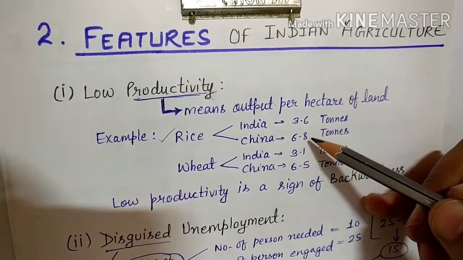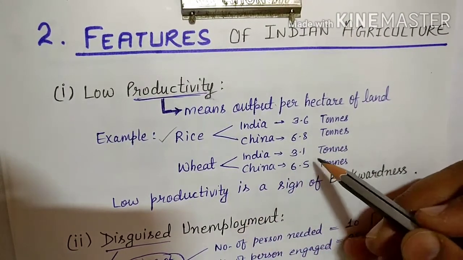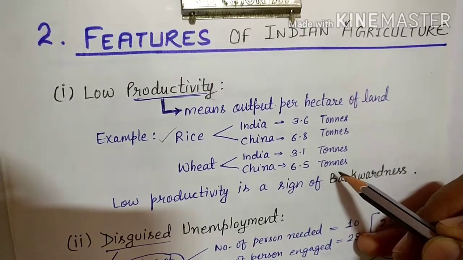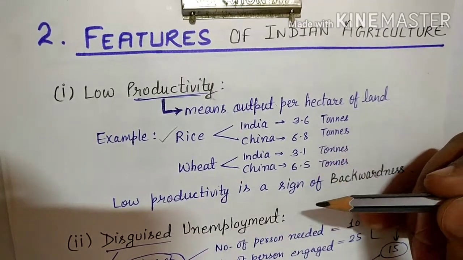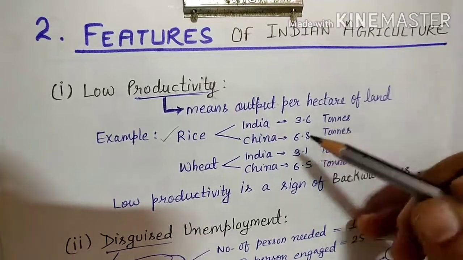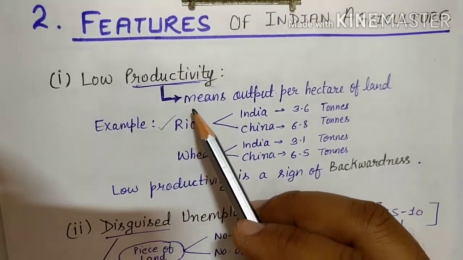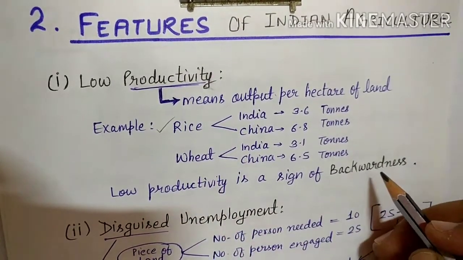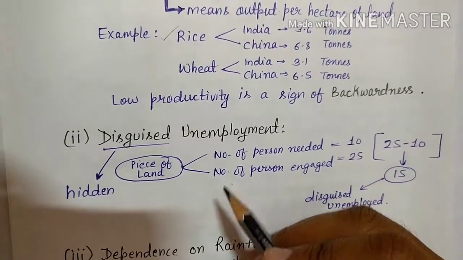Just double, you can see, almost. Wheat: India 3.1 tons, China 6.5 tons, and if we take other countries also, it is less compared to other countries. So we can show that low productivity. Okay, and it is a sign of what? Backwardness. Then comes what? Disguised unemployment.